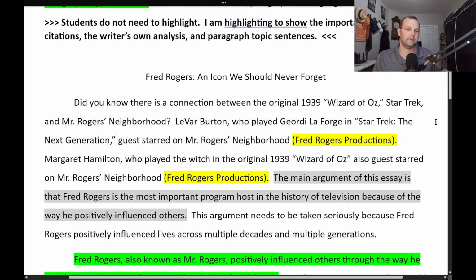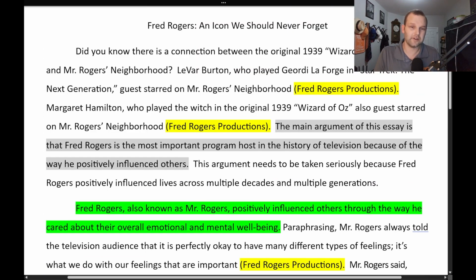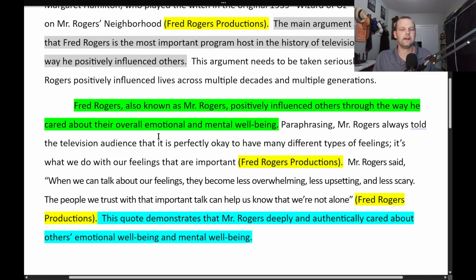So here is the introduction paragraph that we just read in the graphic organizer, and I have my in-text citations in yellow, and I have my thesis statement, my main argument, in gray. Quick side note. Normally, you would not have to write an in-text citation in your introduction paragraph, but I needed to in this case because I was writing information that I originally got from a source, so I needed to give credit to that source. In this case, it was Fred Rogers Productions. You can see here I have my paragraph topic sentence in green.